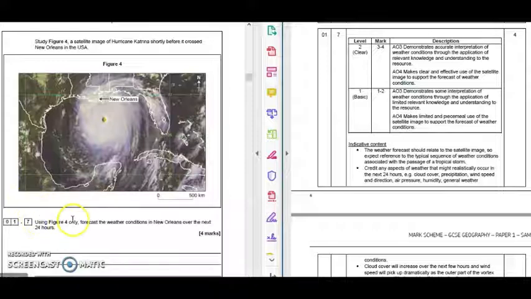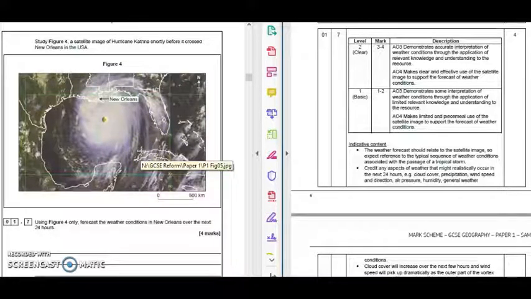1.7. Using figure 4 only, forecast the weather conditions in New Orleans over the next 24 hours. So 4 marks, so we're after a couple of detailed points here. So you've got your satellite image, and just by chance, obviously we do Hurricane Katrina as a case study, and this is basically what this satellite image is of.